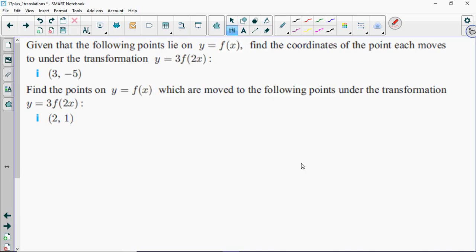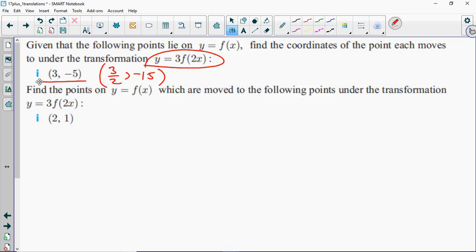Okay, same stuff as before. We're going to find out what happens to some points. So first one, we've got the point 3, -5, and it's being transformed like so. So that's a vertical stretch of 3 and a horizontal compression of 1/2. So the horizontal compression of 1/2 tells me that the new x value is going to be 3 divided by 2. And the vertical stretch of 3 tells me that the y value is going to be -5 times 3. That's all we've got to do for that.